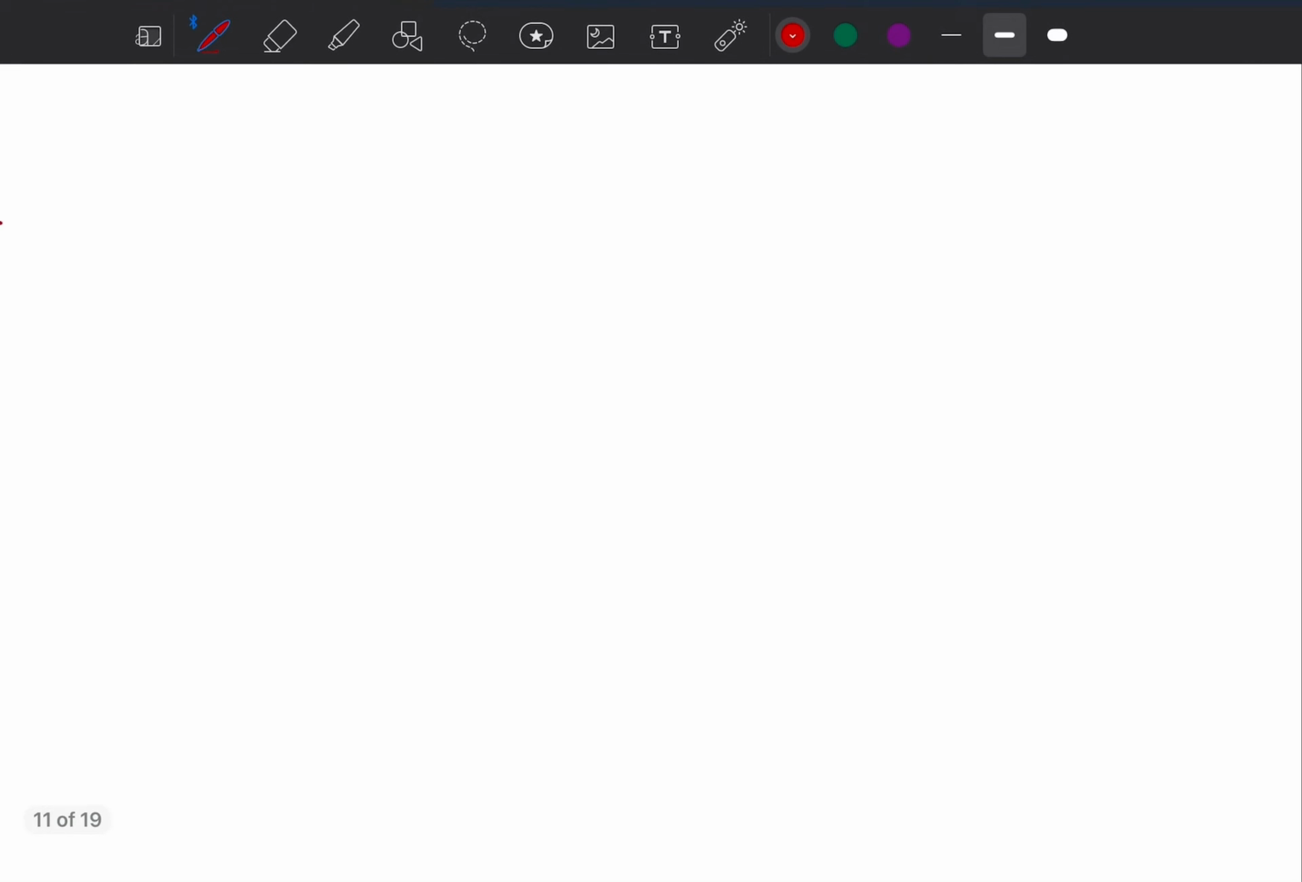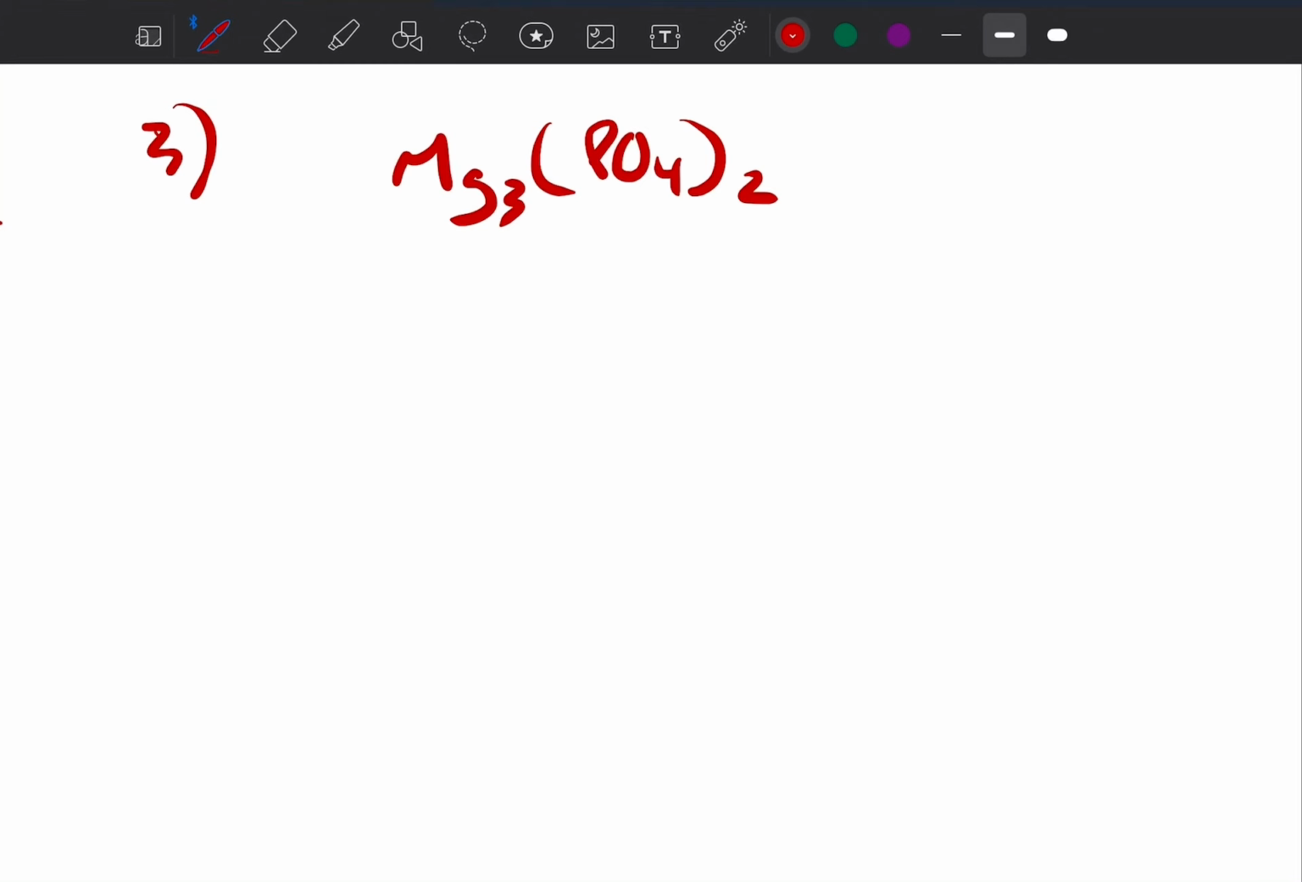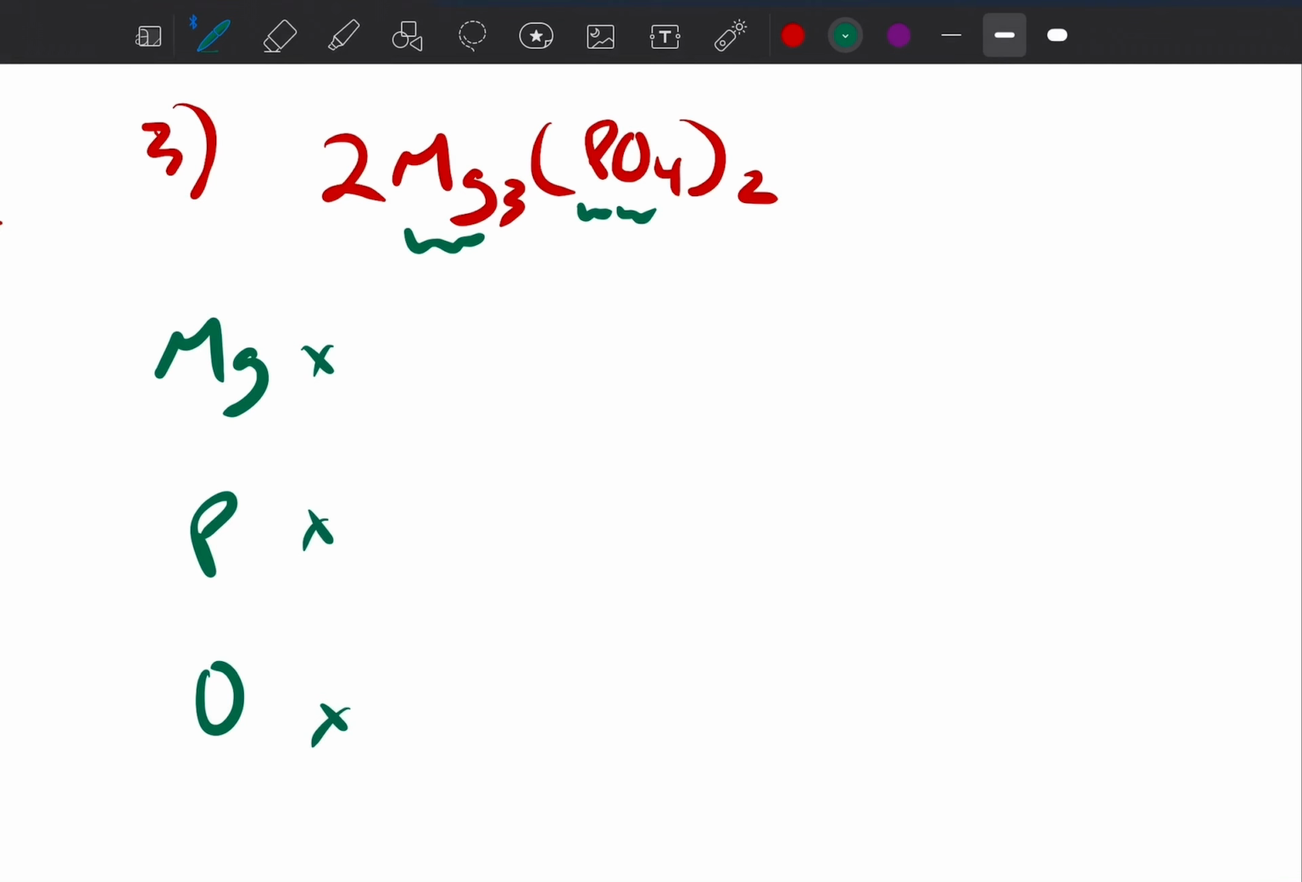Now the last example is the hardest example. We're going to have 2 Mg3(PO4)2. So we're going to introduce a third kind of thing. It's called a coefficient. We're going to do the same thing. We're going to say which elements are present. We have Mg, we have P, and we have O. So we're going to write Mg, P, and O, and we're going to multiply them by their subscript. Mg has a subscript of 3. We can see it right there. P has a subscript of 1, because there's nothing shown, and O has a subscript of 4.